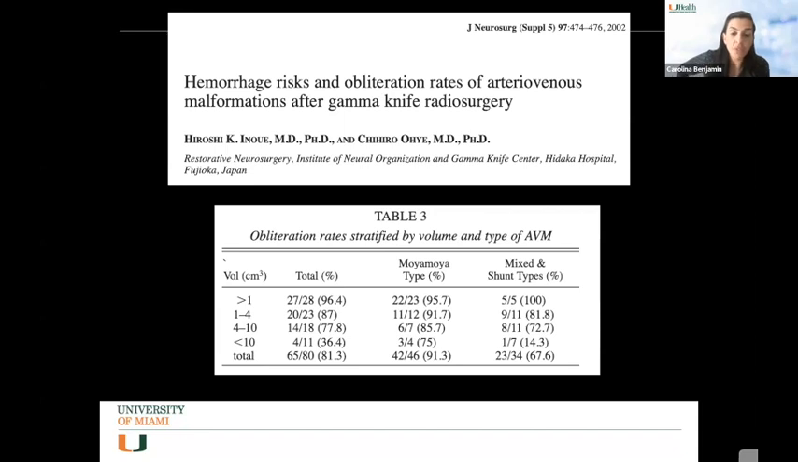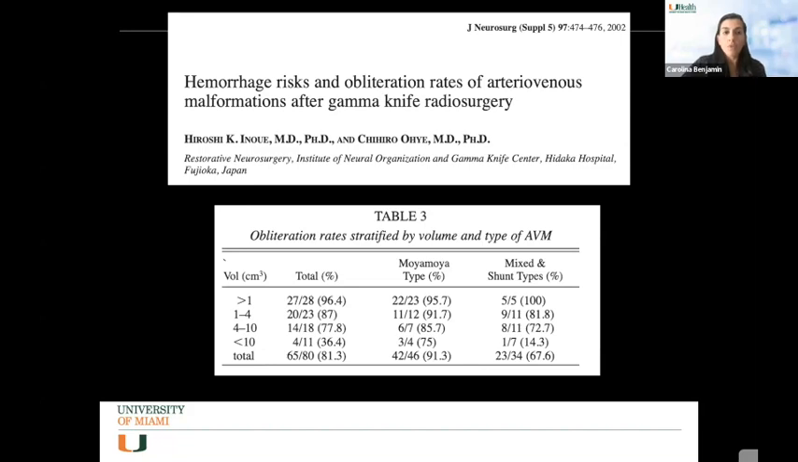volume AVMs, because then your V12, or the amount of brain that is going to get a dose of 12 grays or greater, is going to increase significantly with higher volumes. So if your V12 increases significantly with higher volumes, you're putting your patients at risk for radiation necrosis. So the only way to sort of circumvent that is by decreasing the volumes.